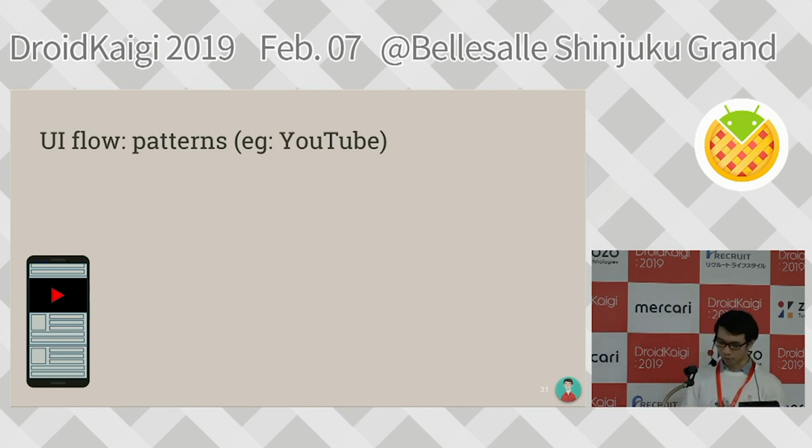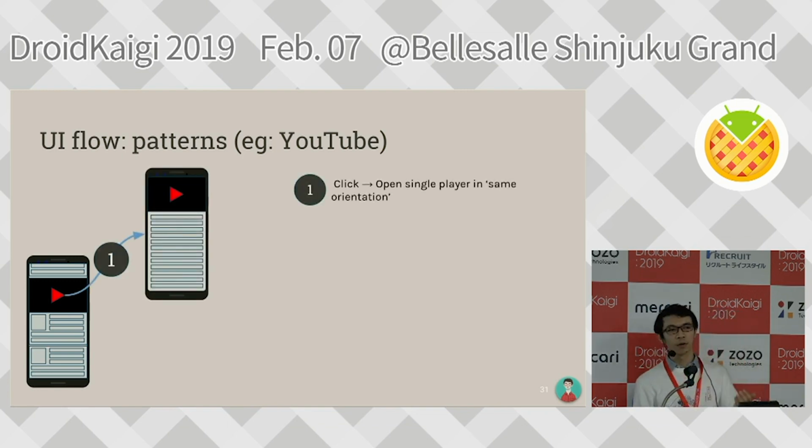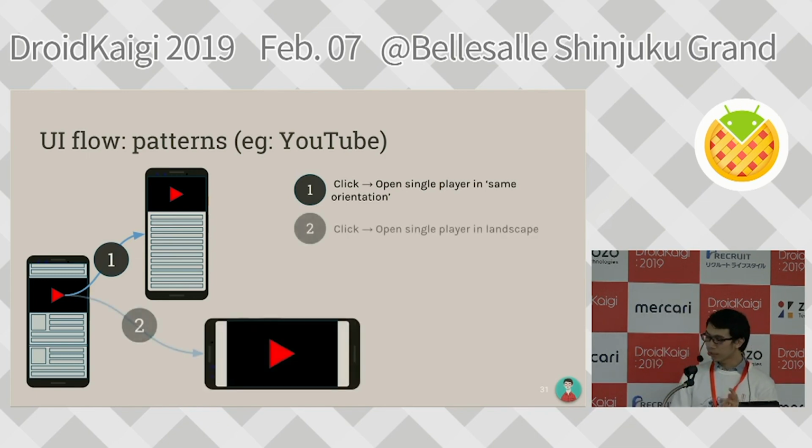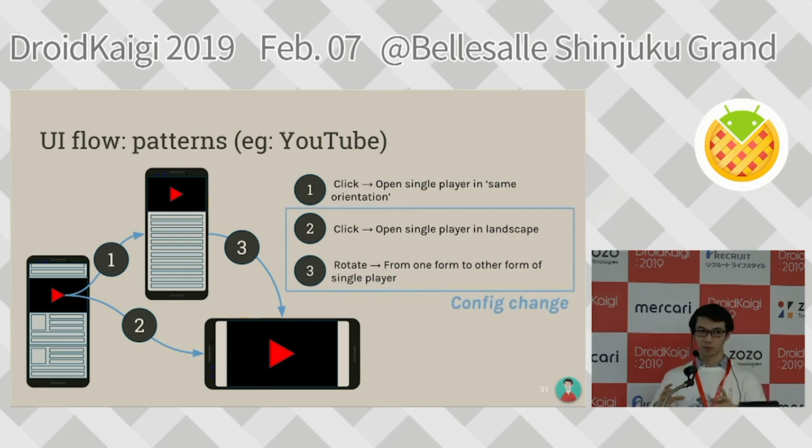and what the challenges are. Start from this home screen. When you click on that button, it will open this in the same orientation. The second case is when you click on the full screen button, it will change the orientation to this state. Or from the same orientation state, you just change the orientation of the device, and it will automatically open this view. So either the user manually opens the single player, or they accidentally switch the device, and it will eventually open this landscape mode, and that is where the config change happens.